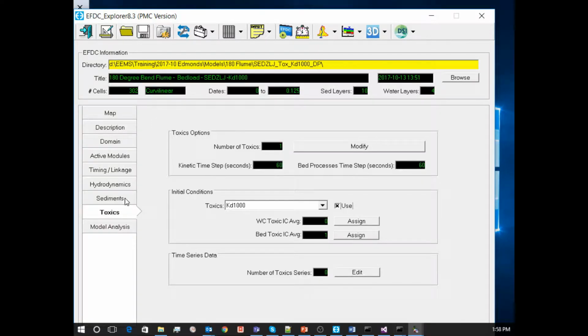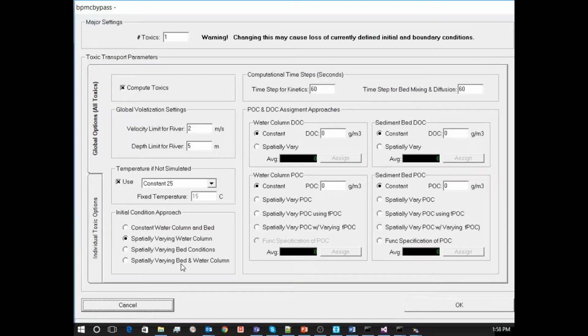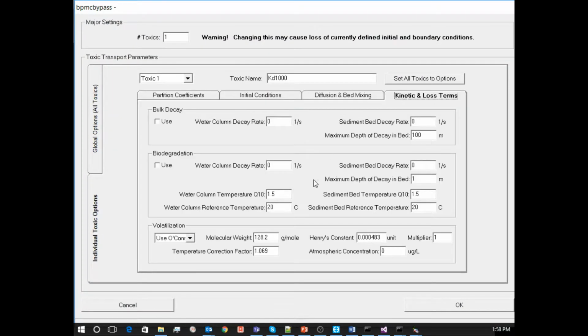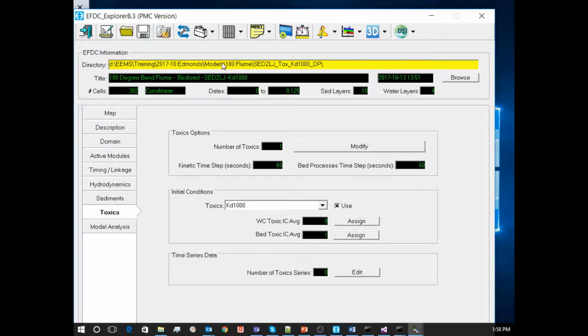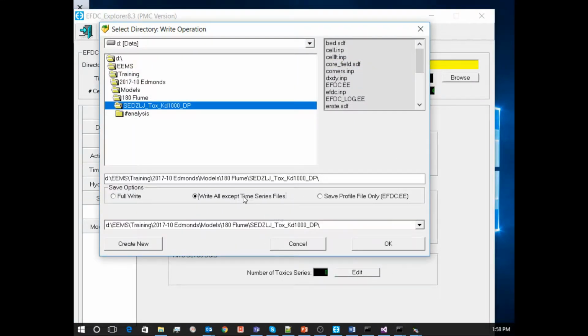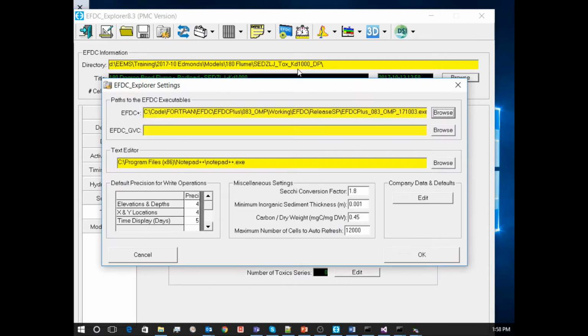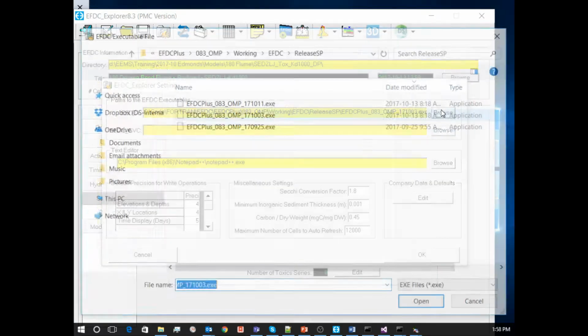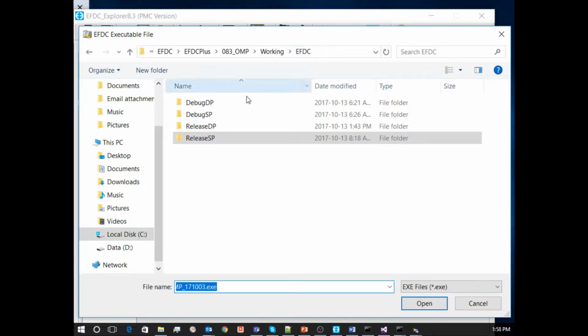Let's turn off volatilization and then run it. Now, save it and run it. I have to select my double precision because I still have single here.